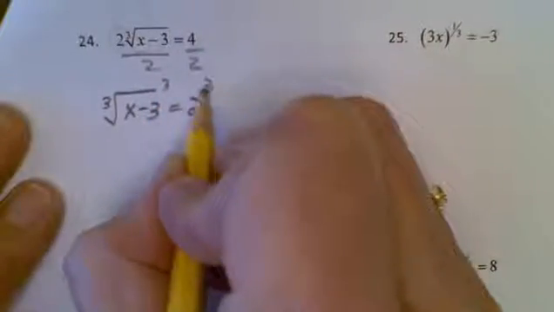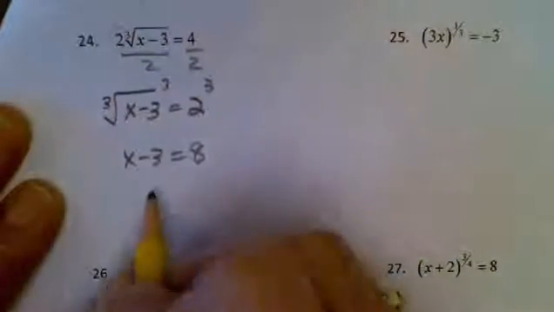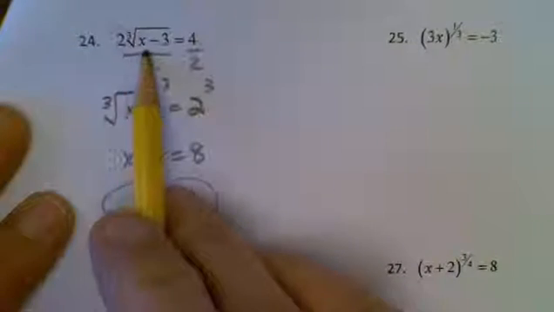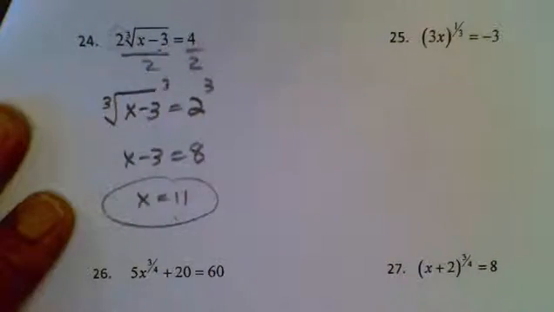Then you cube. So I'll get x minus 3, 2 to the third is 8. Add 3 to both sides. I get x is 11. Plug it back in. Get the cubed root of 8, which is 2, times 2 does give me 4.